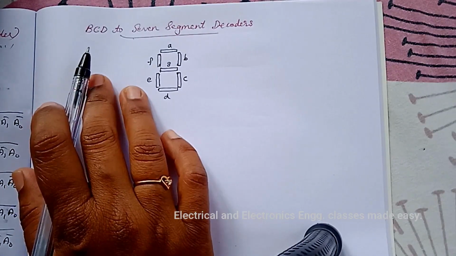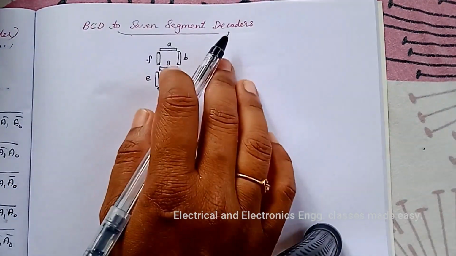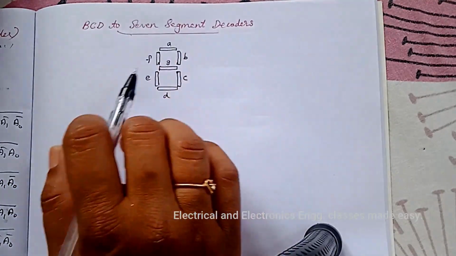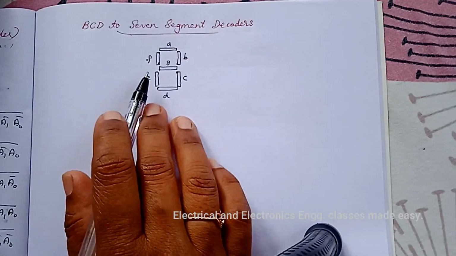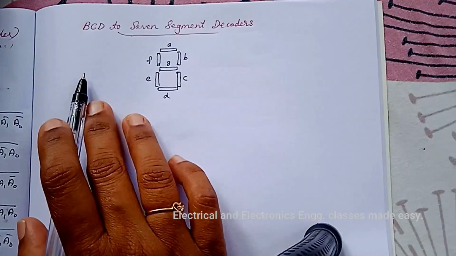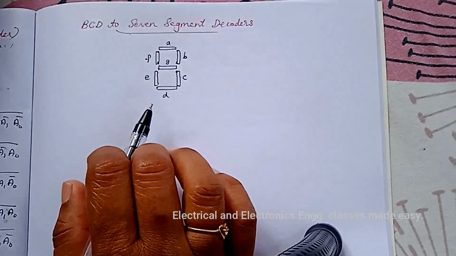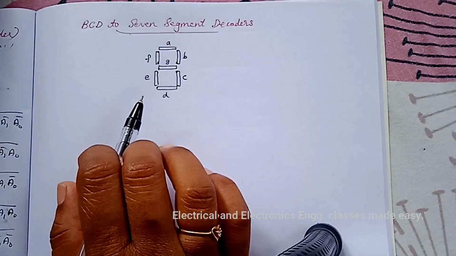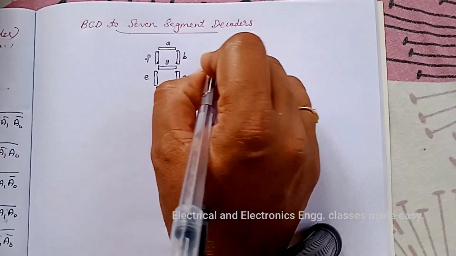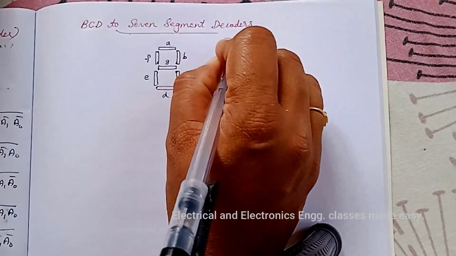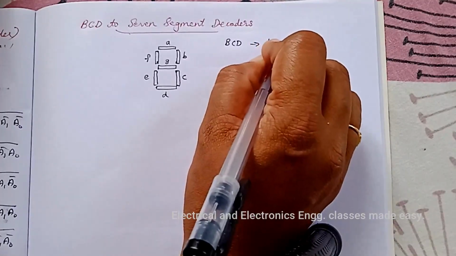Today's class is the design of BCD to 7 segment decoders. This type of decoder accepts the BCD code and provides output to energize 7 segment display devices in order to produce a decimal readout. So here the input is BCD code and the output is decimal.